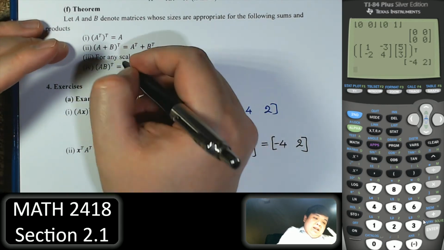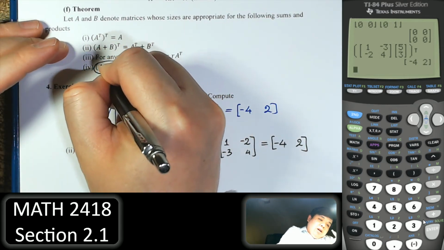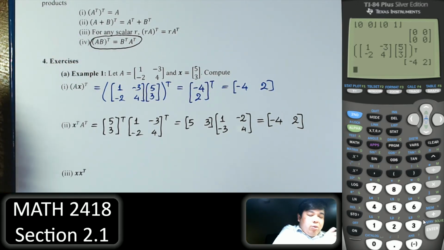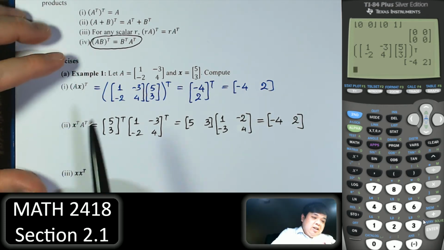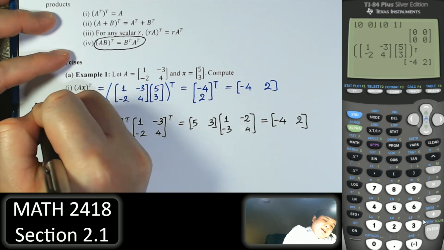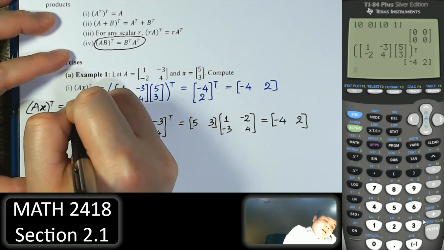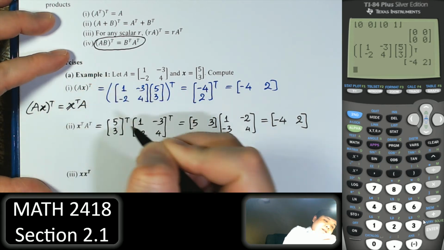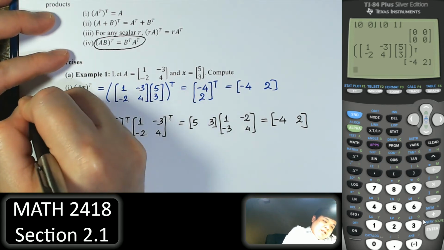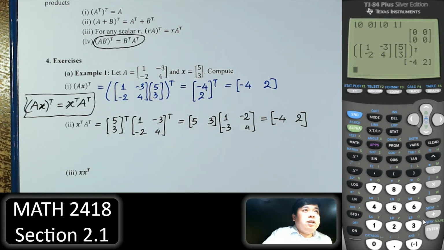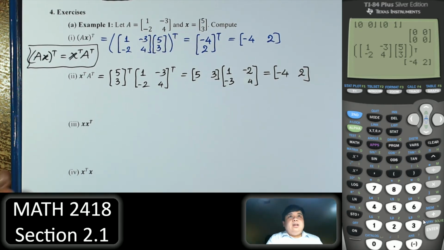So once again, the transpose of the product is equal to the product of the transposes, but in the reverse order. So we can say A X transpose is equal to X transpose times A transpose, sorry. Right. Next, let's do X times X transpose.